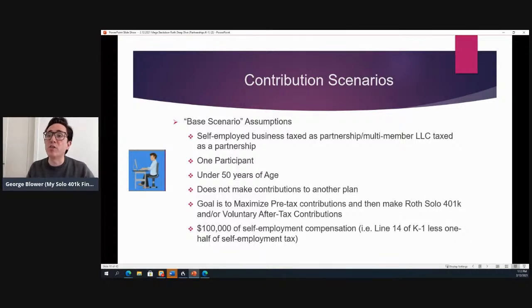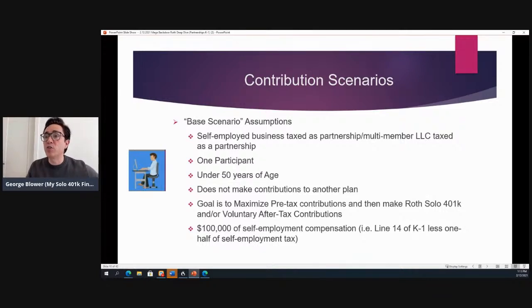So here we're going to talk about a self-employed business that's taxed as a partnership. So it could be a multi-member LLC taxed as a partnership. It could be an unincorporated business taxed as a partnership that's filing that Form 1065 at the federal level, and a K-1 is issued to the partners.